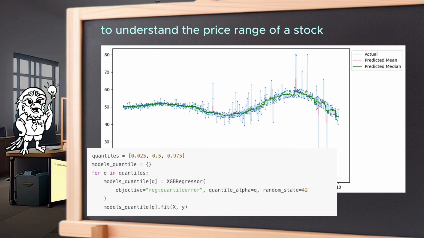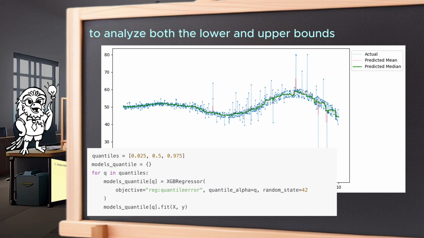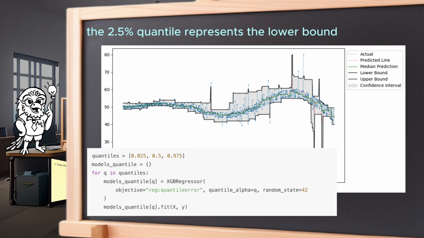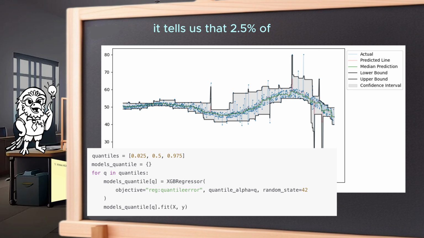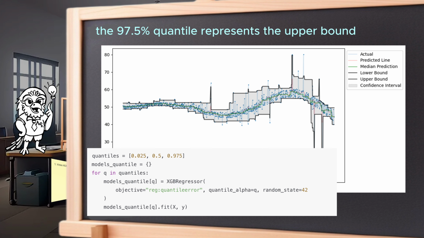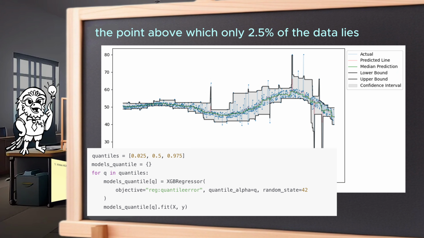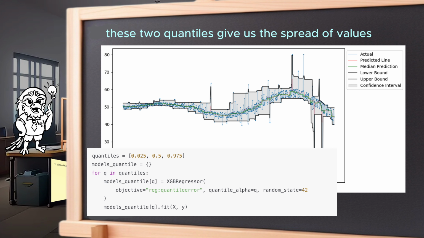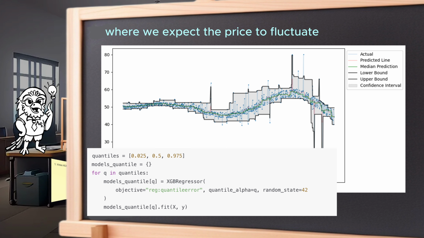To understand the price range of a stock with a 95% confidence interval, we can use quantile regression to analyze both the lower and upper bounds. Here's how it works. The 2.5% quantile represents the lower bound. It tells us that 2.5% of the data falls below this value, essentially capturing the lower end of the price range. On the other hand, the 97.5% quantile represents the upper bound, showing the point above which only 2.5% of the data lies. Together, these two quantiles give us the spread of values where we expect the price to fluctuate with 95% confidence.